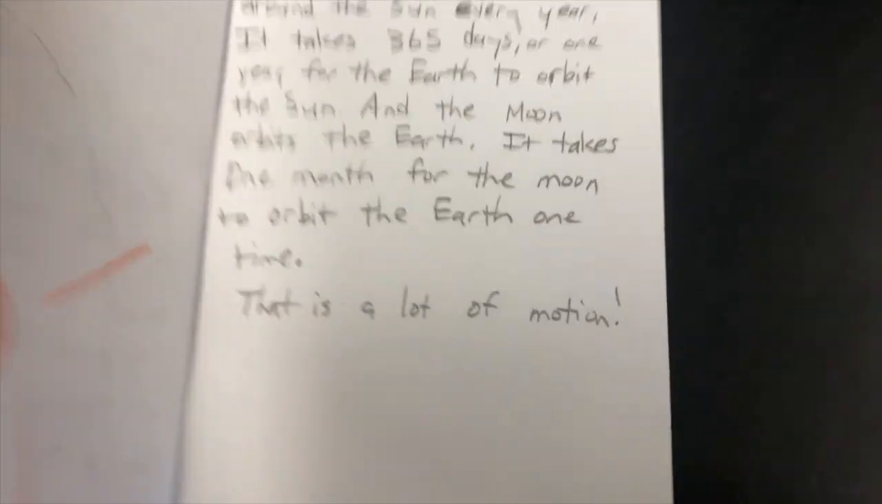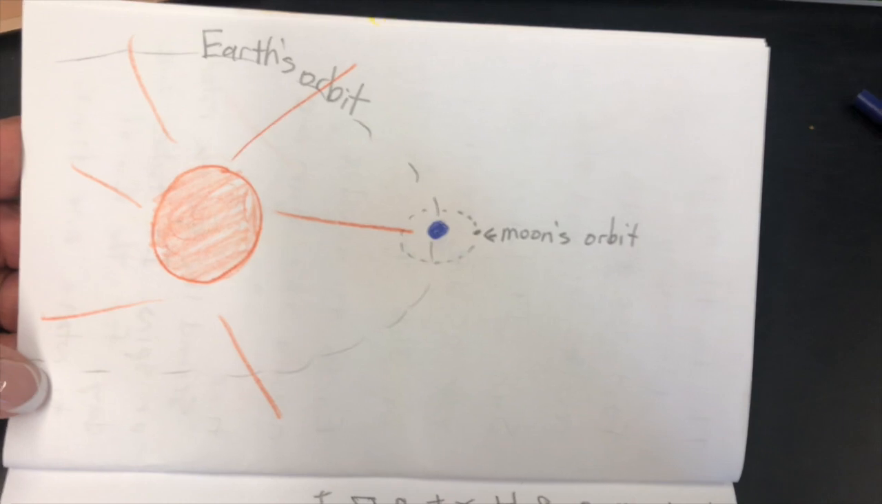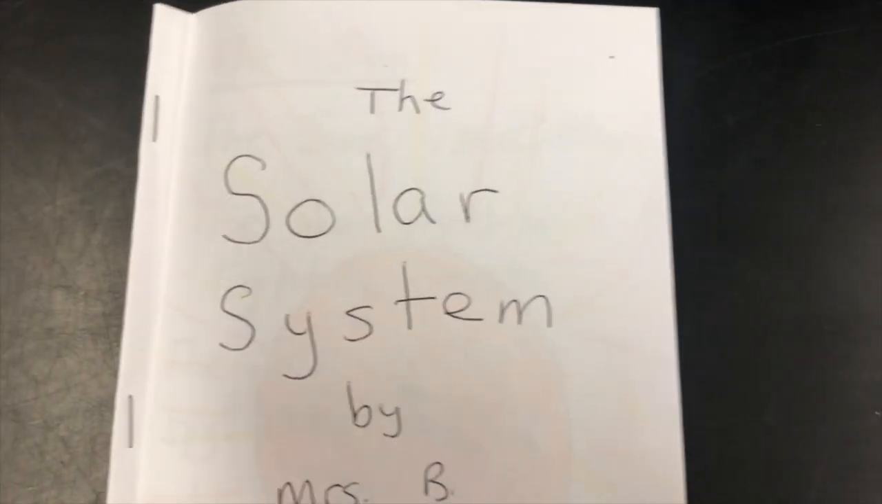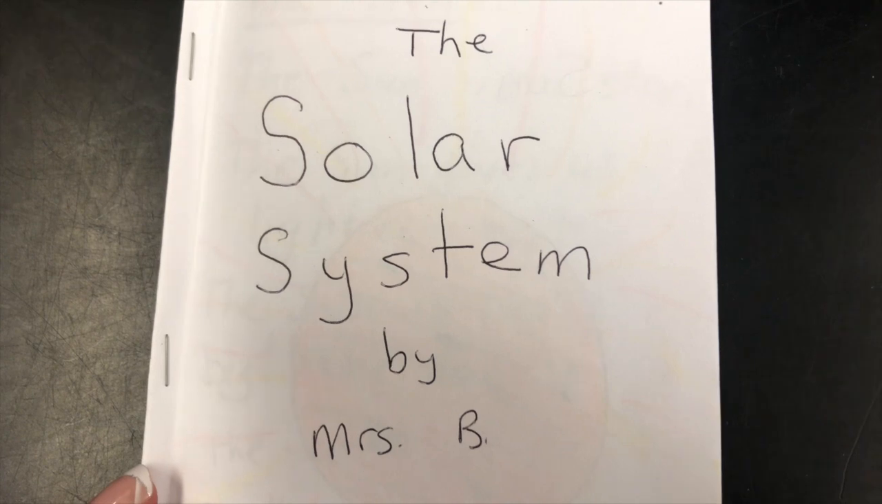So boys and girls, I want you to draw a picture of the sun, the Earth, and the moon. And I want you to write a few sentences about how the moon, the sun, and the Earth all move together.